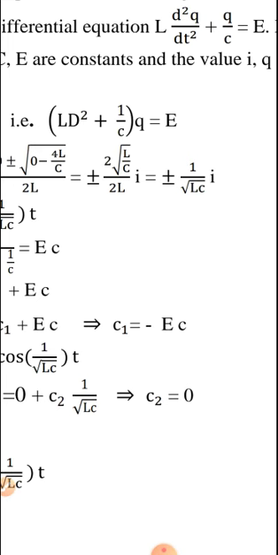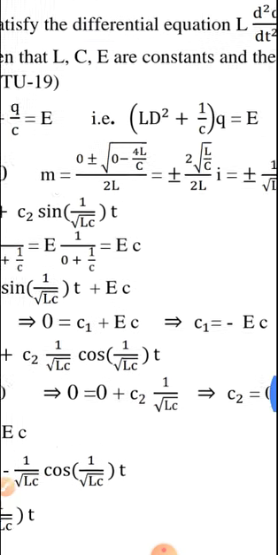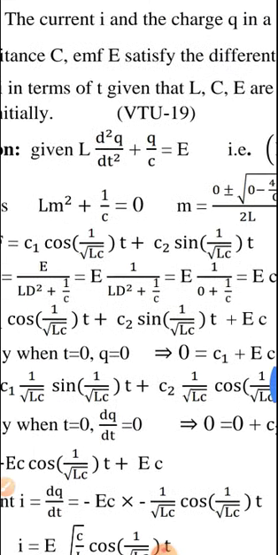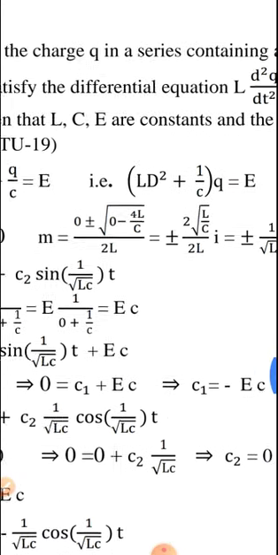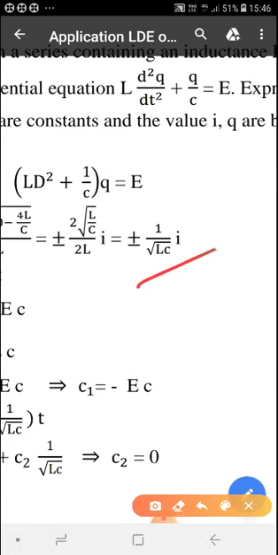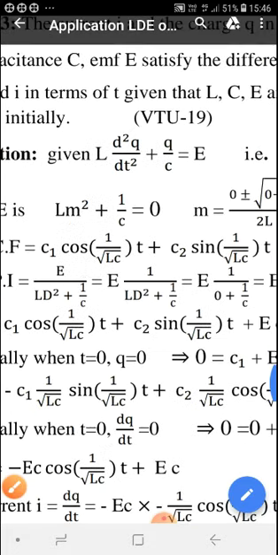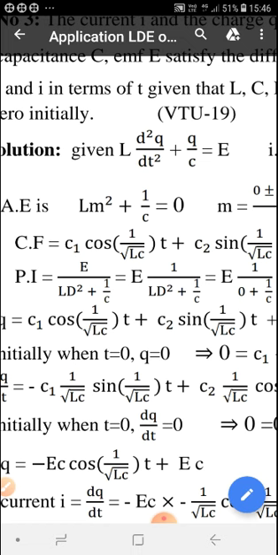You can use the formula for the roots of the quadratic equation, or you can take L m² as minus 1/C. So m² is minus 1/LC. m will be equal to plus or minus the root of minus 1/LC. Root minus 1 means i, so it will be plus or minus i into 1/root LC. Without the formula for the roots of the quadratic equation, you can get this root. So the roots are complex with real part alpha 0, beta 1/root LC.